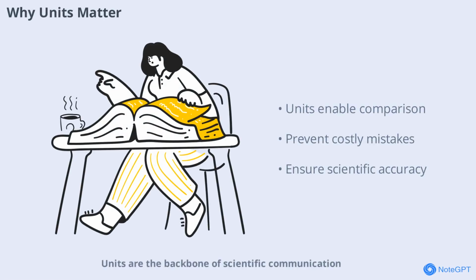Units are the backbone of scientific communication. Imagine two scientists measuring the same object, but one uses inches and the other uses centimeters. Without a clear understanding of units, the results would be confusing and potentially misleading. Units allow us to compare, replicate, and build upon each other's work. They also help prevent costly mistakes like the infamous Mars Climate Orbiter incident, where a unit mix-up led to the loss of a spacecraft. Clearly, units are more than just labels, they're essential for accuracy and consistency in science.